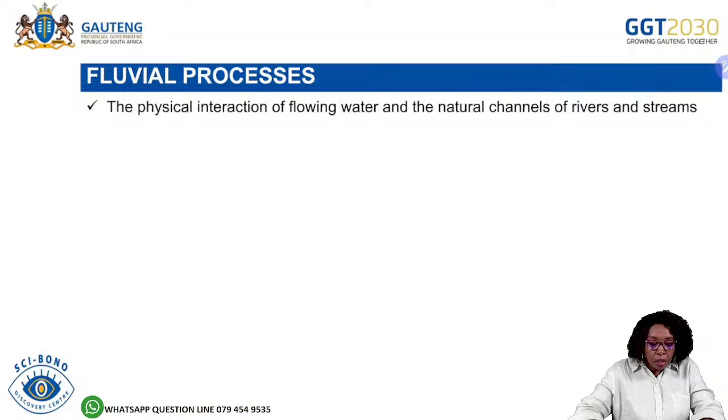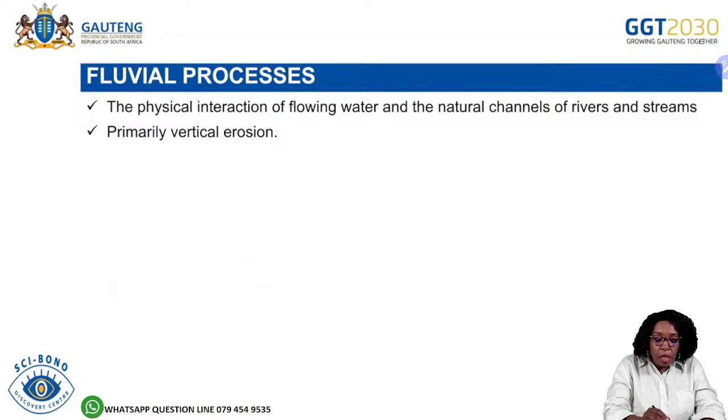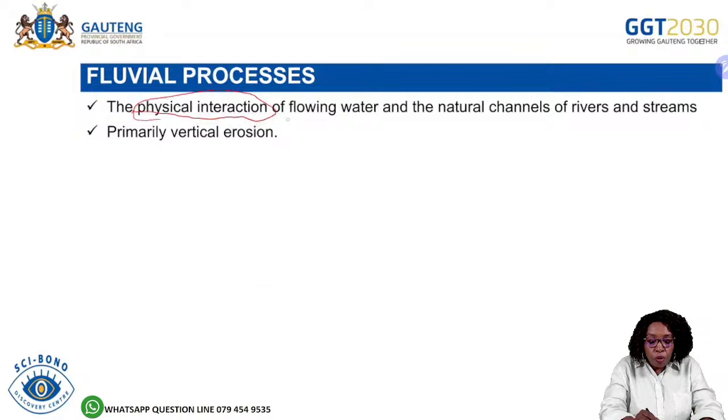With the fluvial processes, we're looking at the physical interaction of flowing water and the natural channels of rivers and streams. So basically, when we're looking at the fluvial process, we're looking at the physical interaction. Physical in a sense of a natural interaction of the water that is flowing in our rivers, and also the channels over which the river is, the channel of the river, as well as the streams.